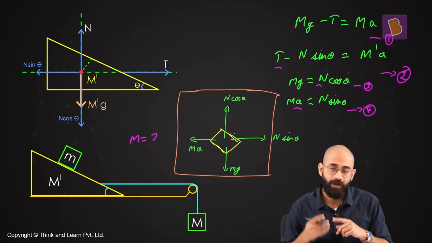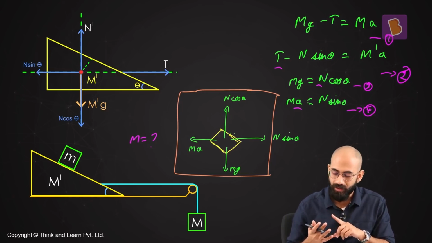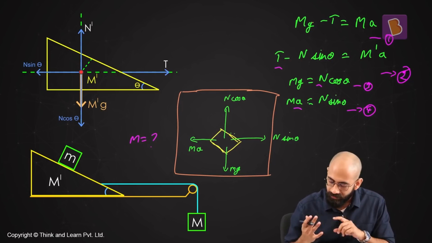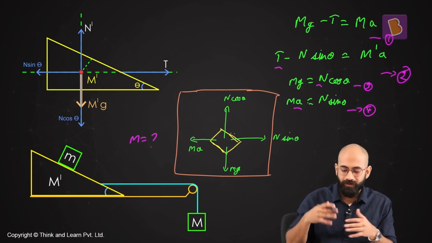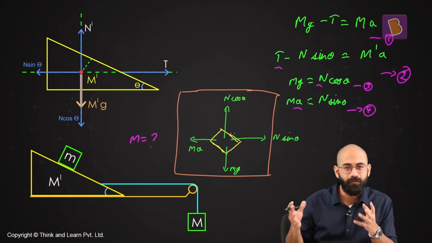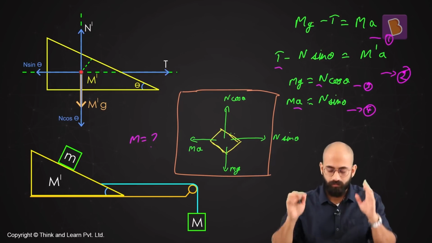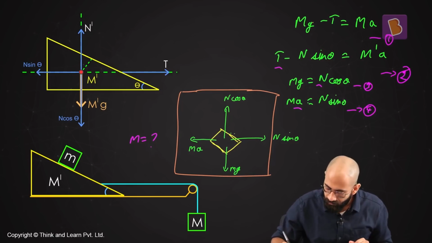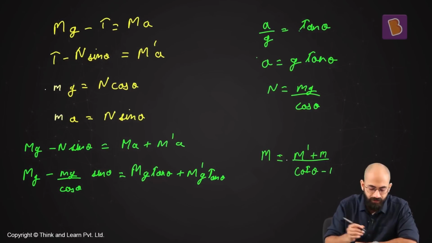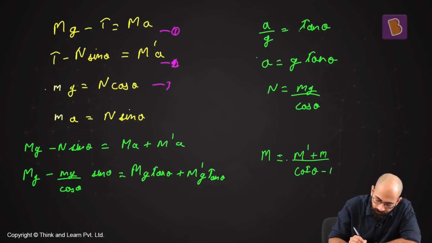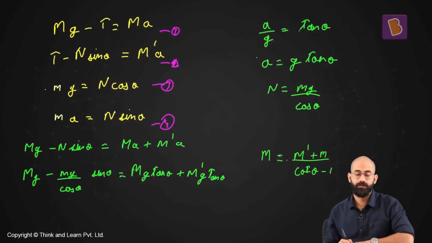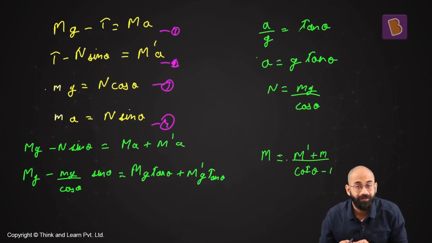Correct? Yeah, so we have 4 equations and 4 variables. The 4 variables are T, N, a, and capital M, right? But we have 4 equations, so if we do simple algebra, we should be able to find this capital M. So just for simplicity, I'm going to write down all the equations. So here I've just written down all the first 4 equations that we wrote down. So this is 1, this is 2, this is 3, and this is 4. These are the 4 equations that we have, and we have to find the value of capital M.